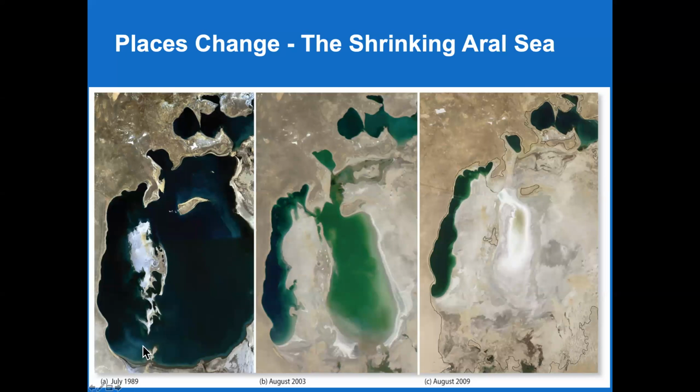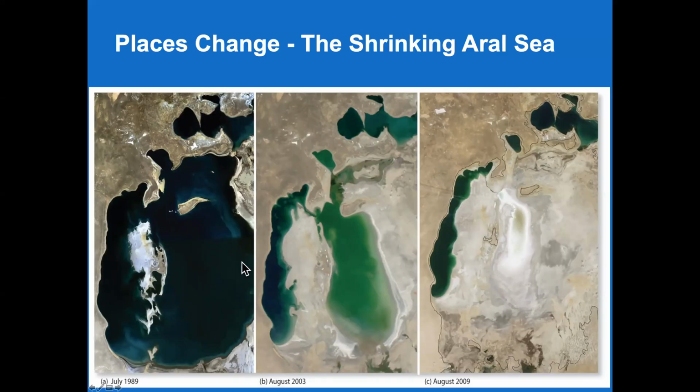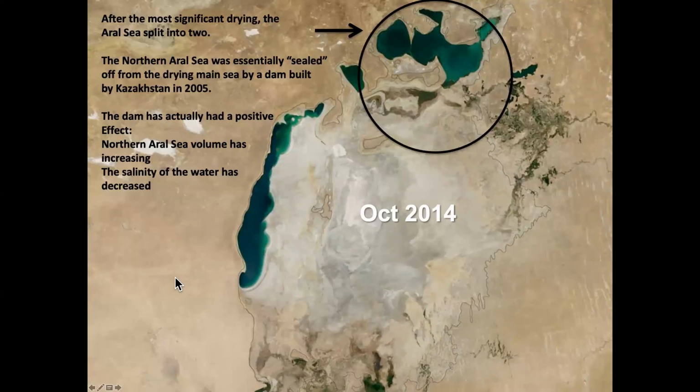This is what it looked like in 1989, 2003, 2009, and 2014. So it's been basically split into two. Notice, it used to be this entire area, right? This entire area has become this. This has been stabilized some. They've built a dam right about there.